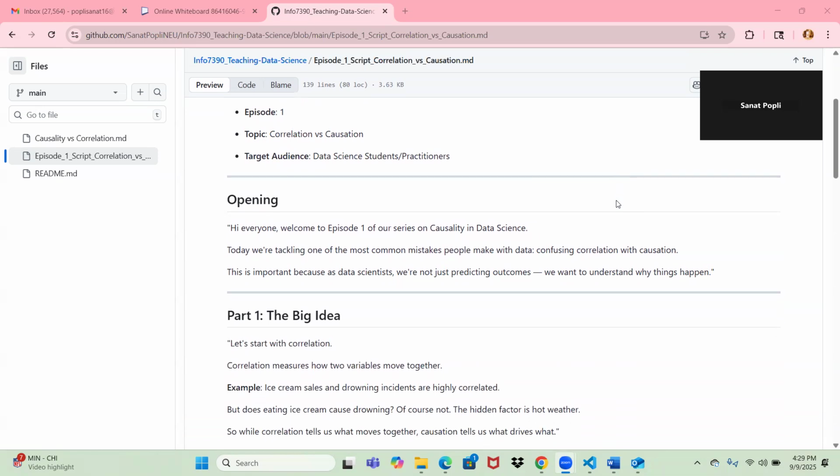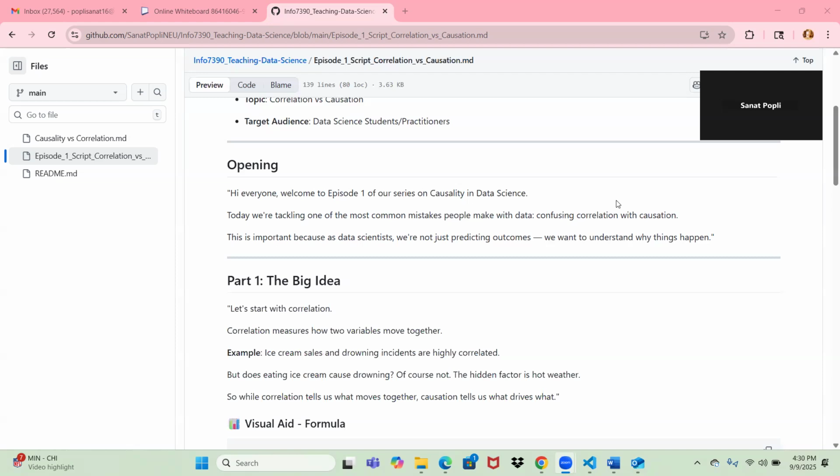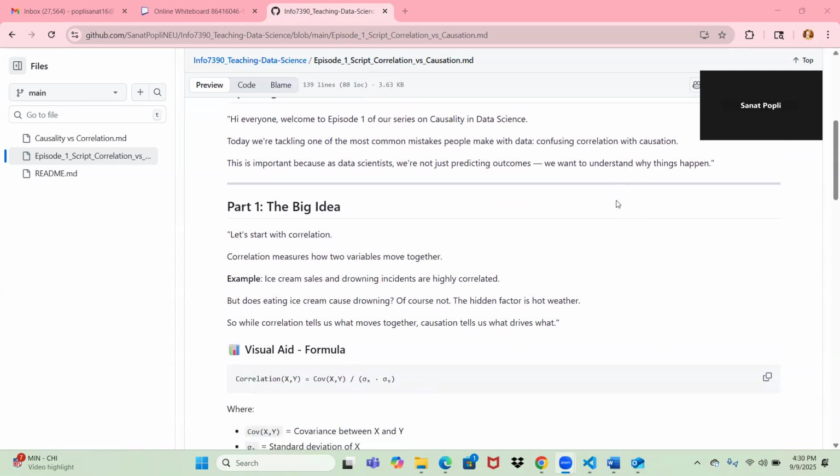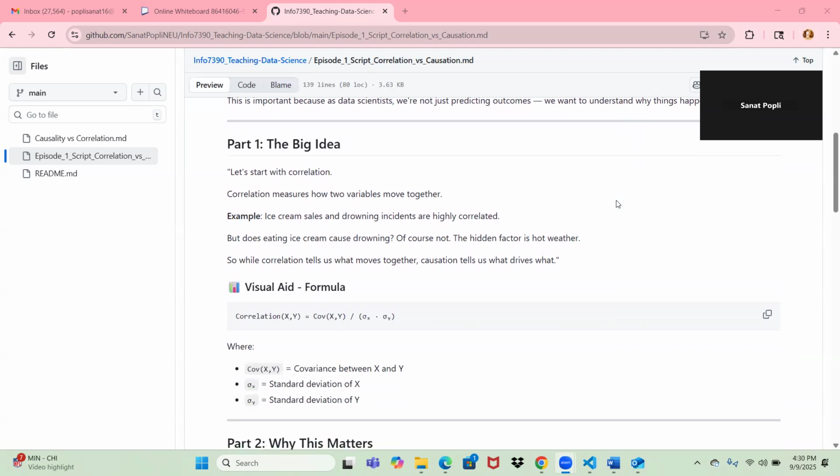Today we are talking about one of the most common mistakes people make with data, that is confusing correlation with causation. This is important as data scientists. We are not just predicting outcomes, we want to understand why things happen. So let's talk about the big idea. So let's start with the correlation. Correlation measures how two variables move together.